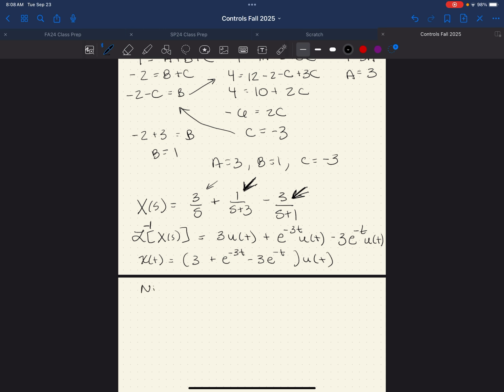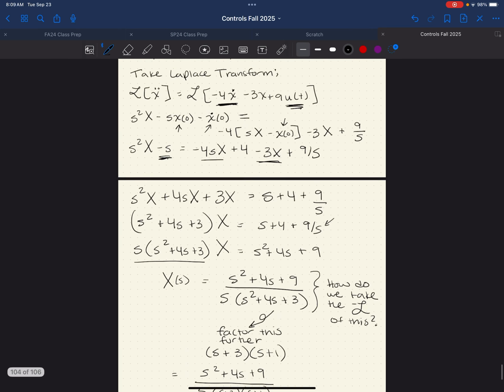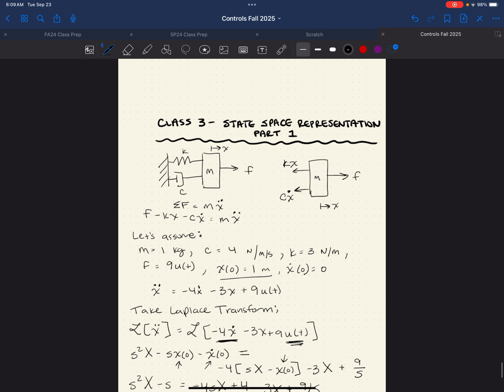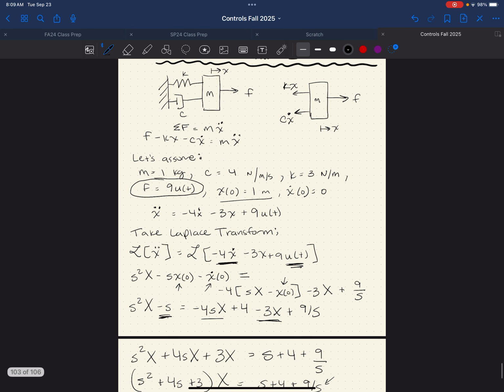So this is a nice way to solve a differential equation with a specific forcing function. Why do I say a specific forcing function? Well, you'll notice back up in our assumptions here, we assumed a specific form. We said we're going to apply a force of 9 times the unit step. Okay? So we assumed a specific forcing function.